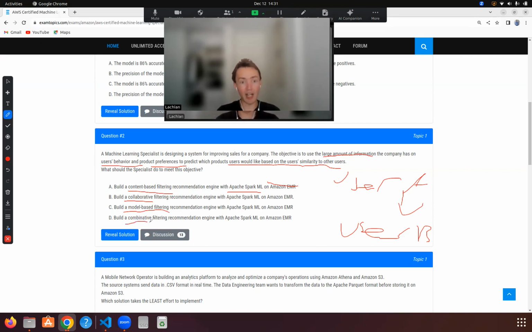And combinative filtering is where you use some sort of combination of the above three to build some sort of engine, which, while it could be used here, is only partially correct. It's not actually the best one. The best one would be some sort of collaborative filtering based on this question. So, yeah.